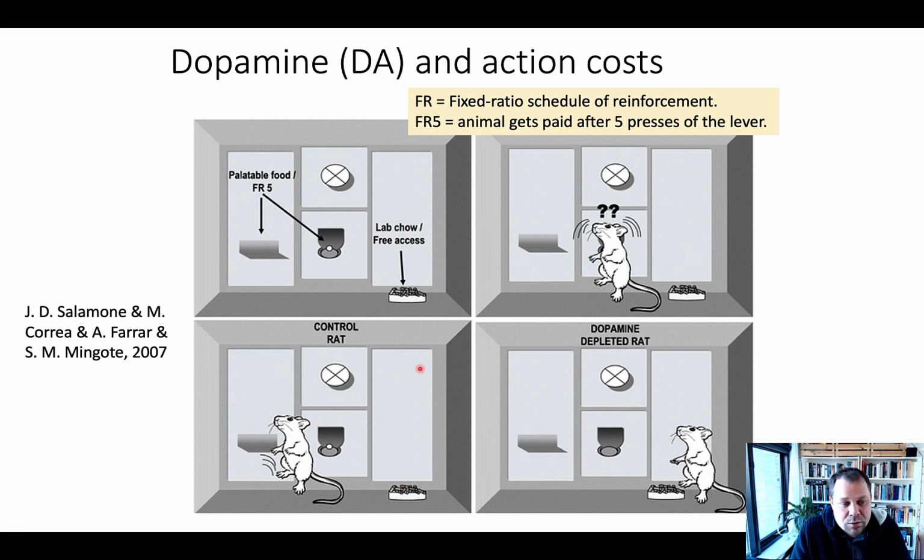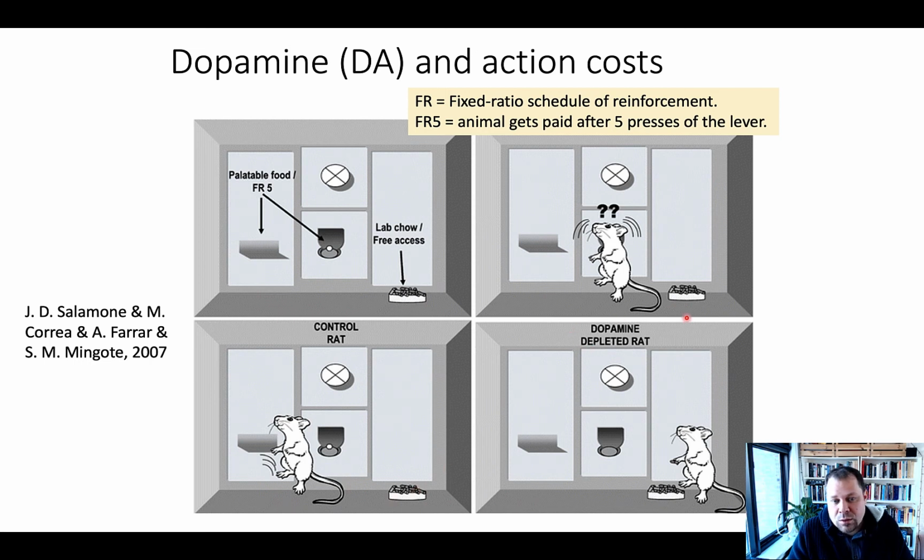Now, the good thing about this is you can easily increase the amount of work that's required. So you can have a fixed ratio schedule of reinforcement, which means you have to press the lever a fixed number of times before you get the outcome, before you get the highly valued food reward. And we can increase this to, let's say, 20 presses, 30 presses, or even 100 presses. And a control rat will still be willing to put a lot of effort into getting this highly valued reward over the low valued reward.